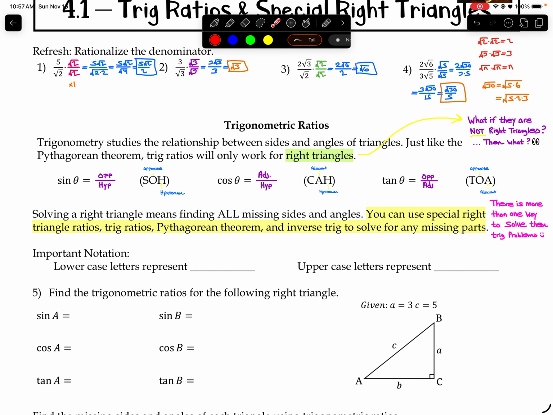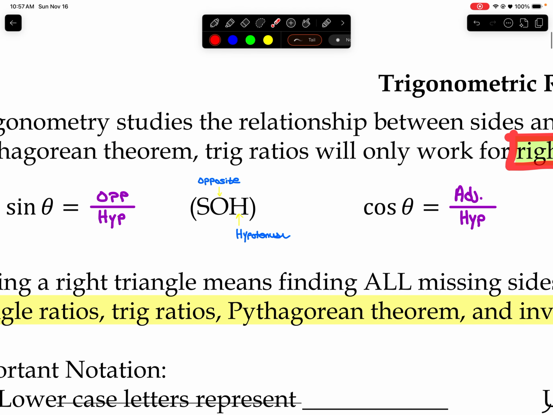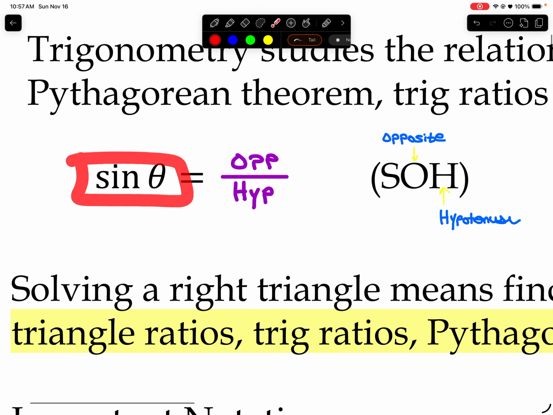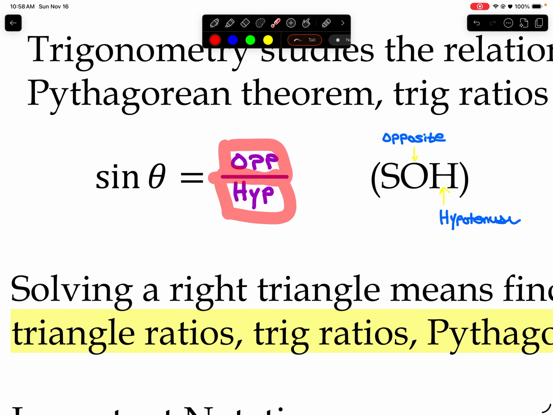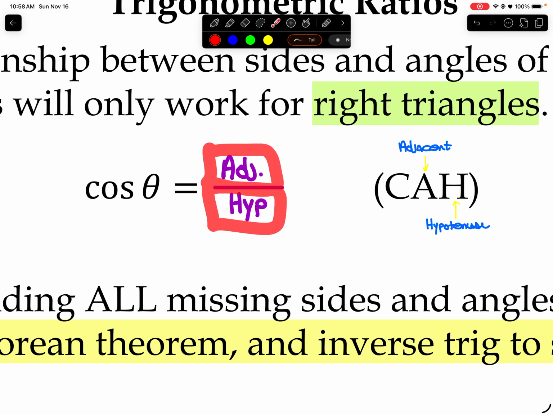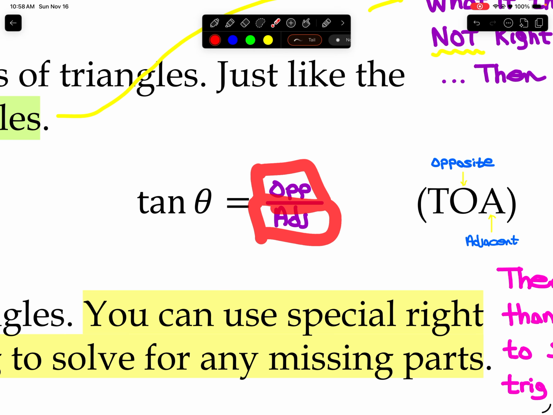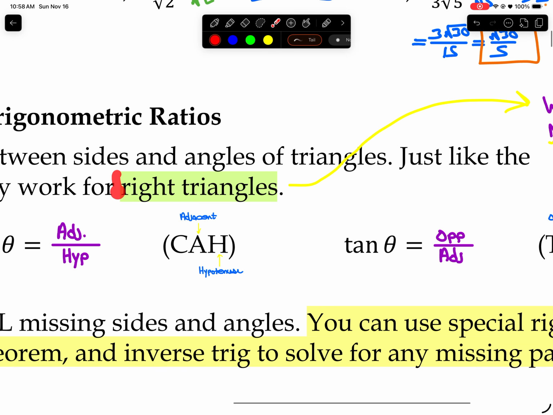So speaking of, looking at these ratios, these are going to pertain specifically to right triangles. So when we're looking at right triangles, we're going to have sine of theta, which is the opposite over the hypotenuse of that triangle. And then we have cosine theta, which is the adjacent over the hypotenuse. And then we're going to have tangent theta, which is opposite over the adjacent. Now, keep in mind, these are only for right triangles.